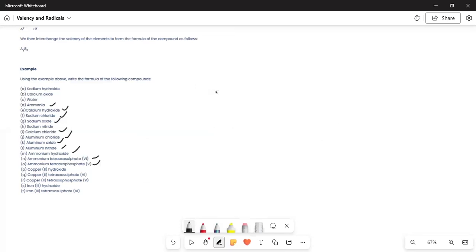And the next one is copper 2 hydroxide. Copper 2, because copper exists as a variable oxidation state. So it is indicated here that it is copper 2. It could be copper 1, it could be copper 2. So copper 2 is Cu2 plus.